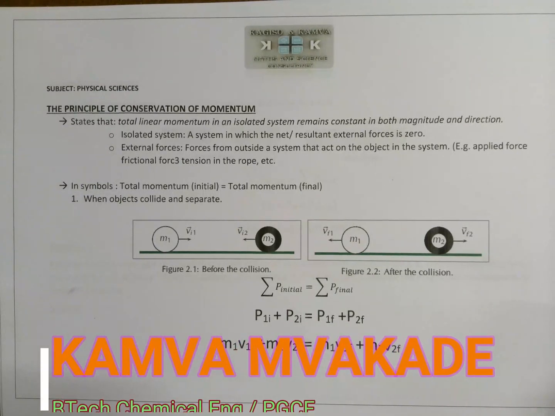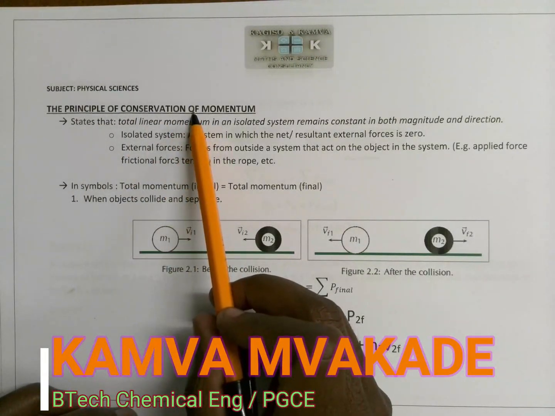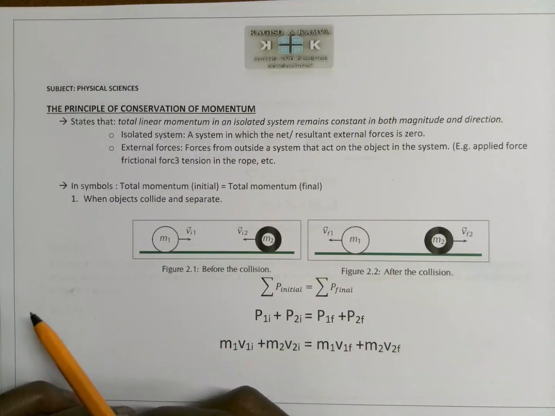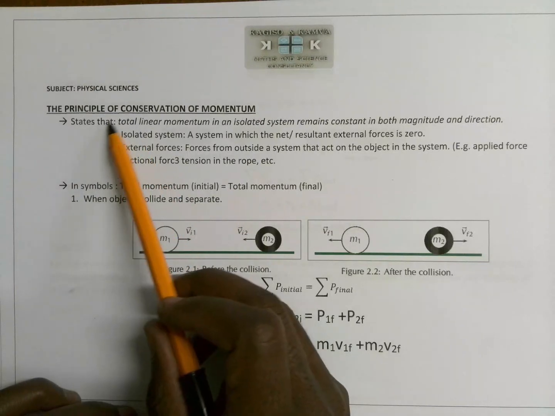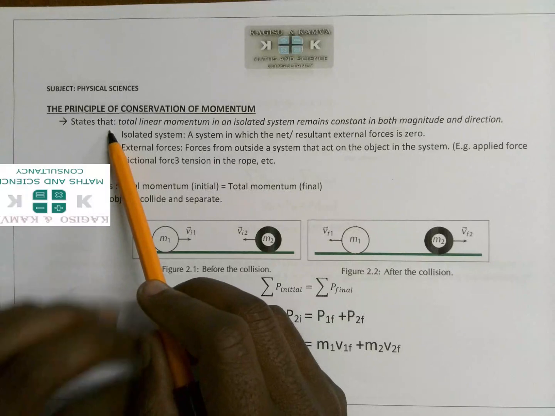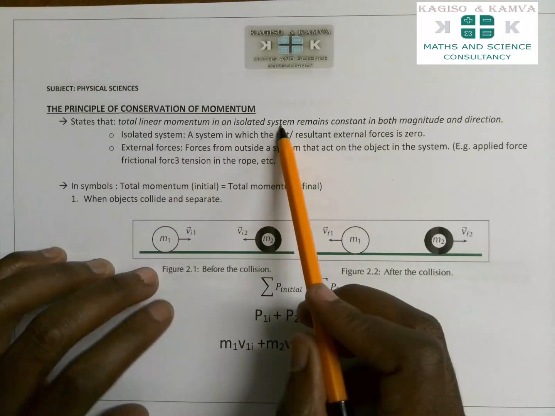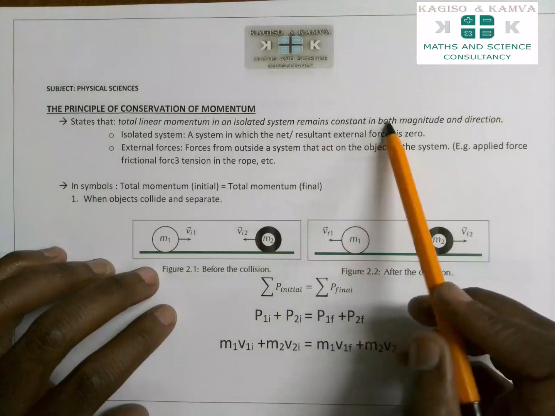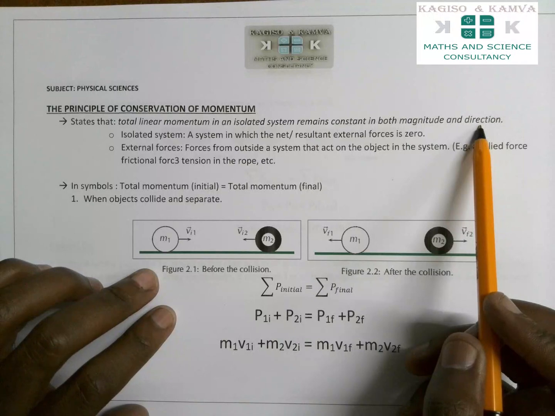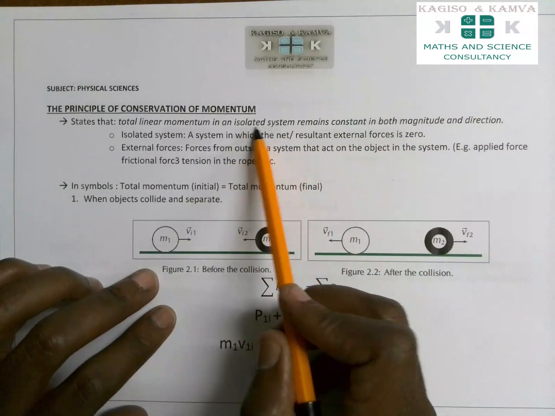Let us now do the principle of conservation of linear momentum. What is the principle of conservation of linear momentum? It states that the total linear momentum in an isolated system remains constant in both magnitude and direction. Okay, now what is an isolated system?